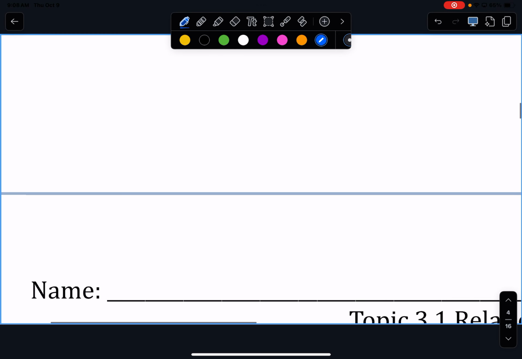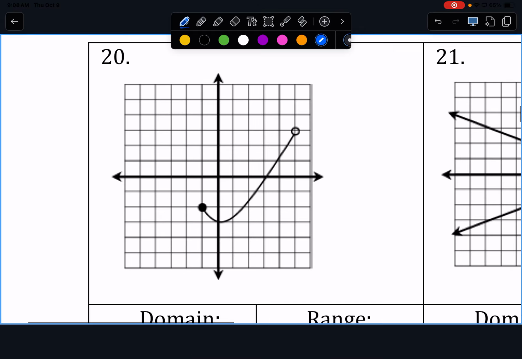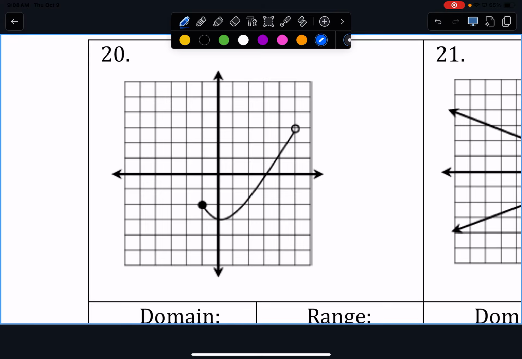Whereas number 20 is a continuous line for the graph. So we still determine whether or not it's a function the exact same way, but what changes is how we do domain and range. So is 20 a function? Yes. Yes, it is a function. It passes the vertical line test, so it is a function.